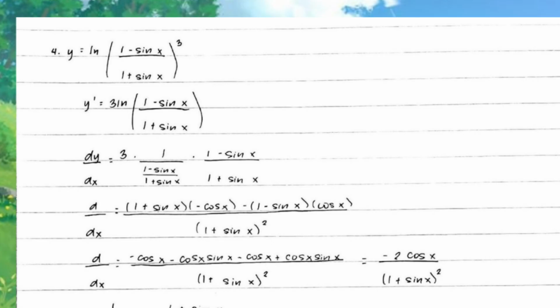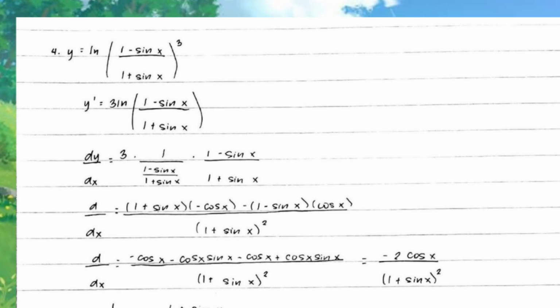And then, pwede na natin siyang gamitan ng quotient rule kasi yung fraction, yun yung i-differentiate natin. Kaya, pwede natin gawin na yung u natin is yung 1 minus sin x and then yung v natin is yung 1 plus sin x naman. Kaya, using the formula ng quotient rule, low d high minus high d low all over low squared.